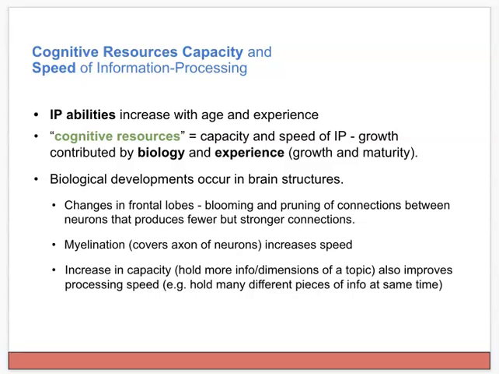So let's look at cognitive resources, capacity, the speed of the information processing. So IP, I'm going to call it IP. IP abilities increase with age and experience. Those are the two pieces. Okay, so there's biological and then there's the experience.